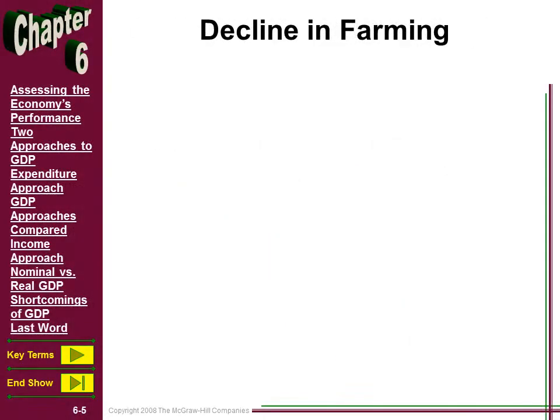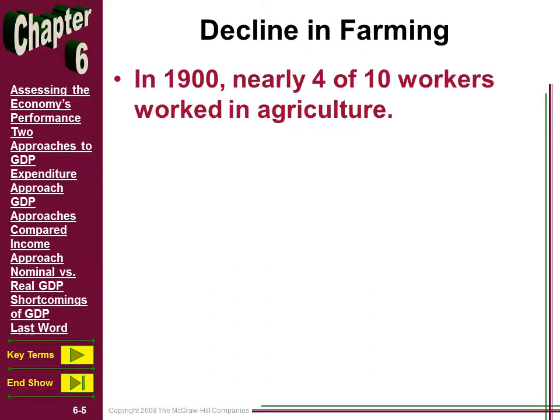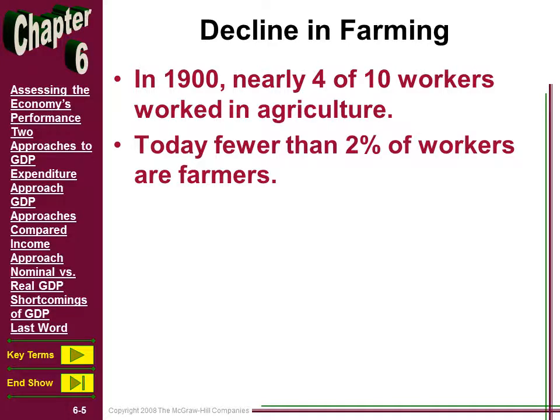How about this little statistic about the decline in farming? In 1900, nearly 4 out of 10 people worked on a farm in agriculture, and now it's less than 2% of the workforce.